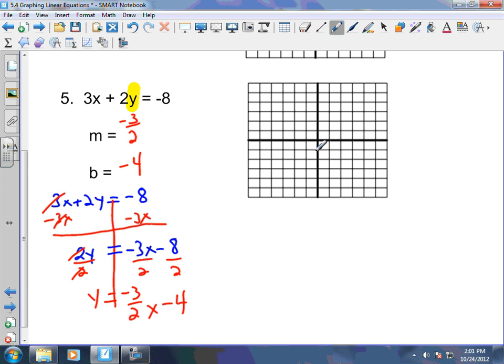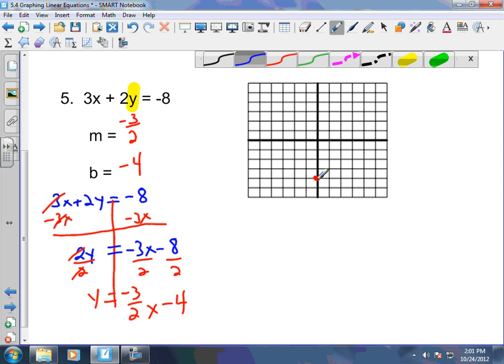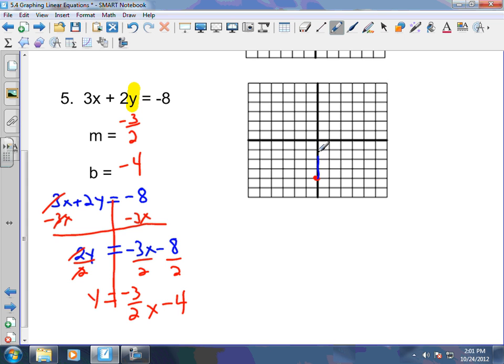Now I graph 1, 2, 3, 4, put my dot. Now I'm supposed to go down 3. Can I go down 3? No. So instead of going down 3, what am I going to do? I'm going to go up 3. 1, 2, 3. Now, if I went up 3, which way do I have to go for the 2? Right or left? Do not go right.